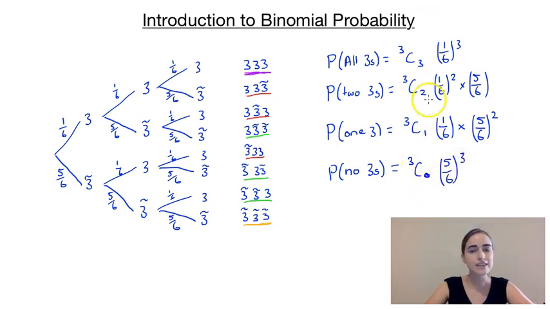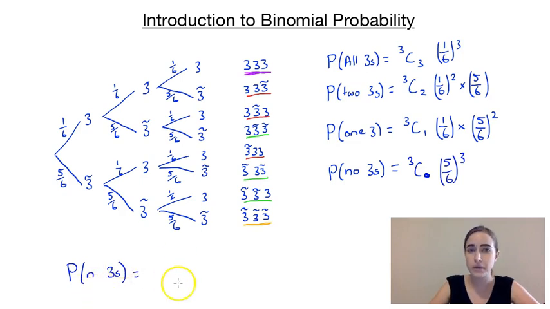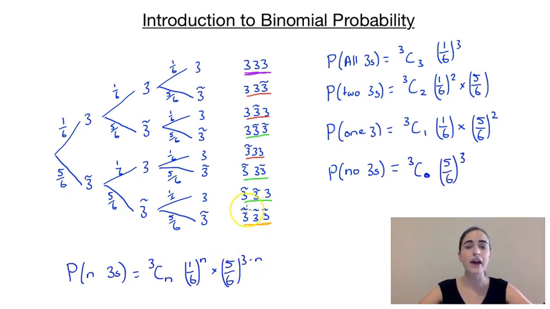Hopefully you can start seeing a pattern here. If we wanted the probability of choosing n 3s, where n has to be a number between 0 and 3, then we're going to write 3Cn, and then 1/6 to the power of n times 5/6 to the power of 3 minus n. We can generalize this even further to help us solve any probability problems that satisfy those 3 conditions we had at the start of the video, and it can be for as many stages as we want.